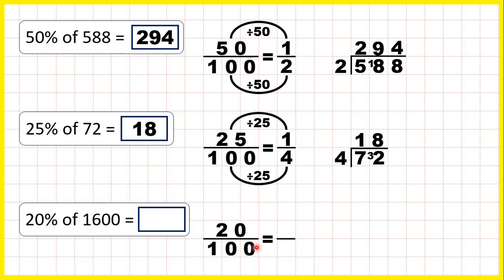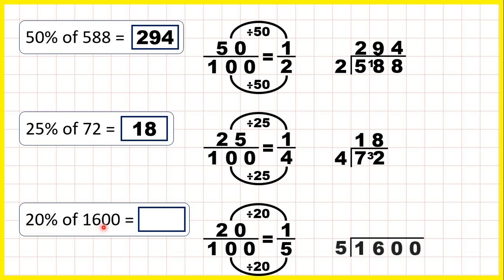20% is 20 hundredths, but that can be simplified to 1/5. So instead of dividing by 100 and multiplying by 20, we can just divide our number by 5. Taking the first two digits together, 16 divided by 5 is 3 remainder 1, 10 divided by 5 is 2, and 0 divided by 5 is 0. So our answer is 320.